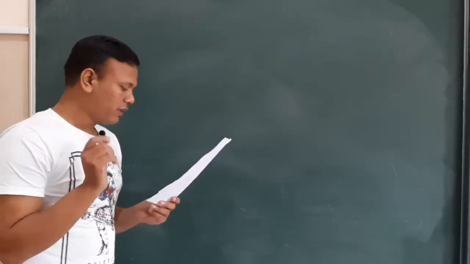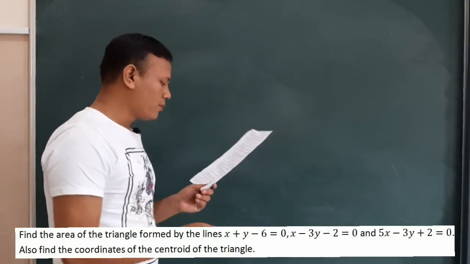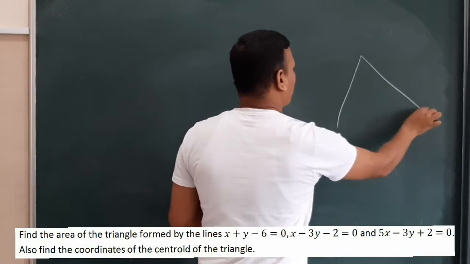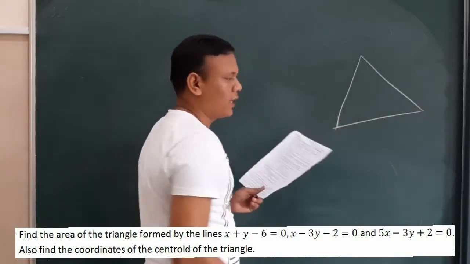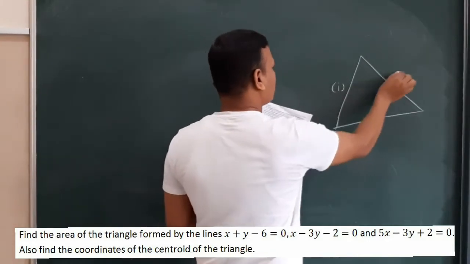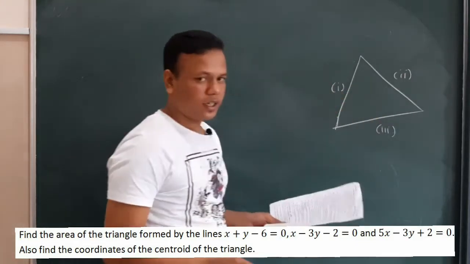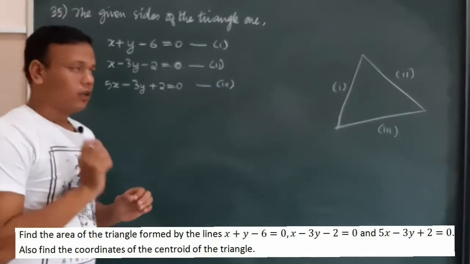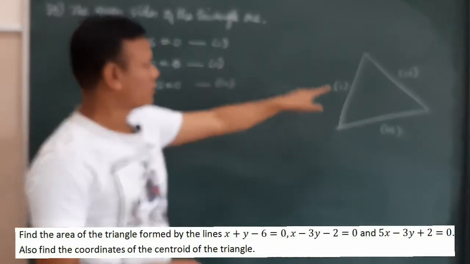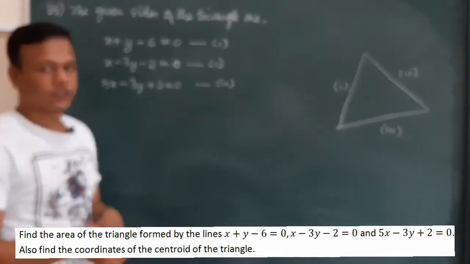Okay, so dear students, now let me take question number 35. 35 says find the area of a triangle formed by the lines. Okay, so there's a triangle, and we know that a triangle is formed using 3 straight lines. Okay, and the equation of all the 3 are given. So let me call this as first equation, this is my second, and let me call this as third equation. So the given sides of the triangle are this one. So one is this one, number 2 is this one, and third side is represented as this equation.